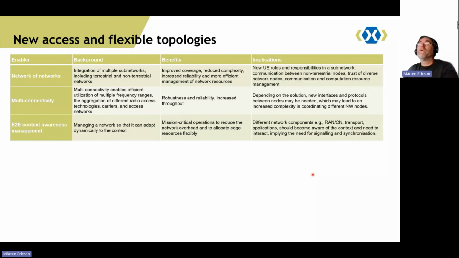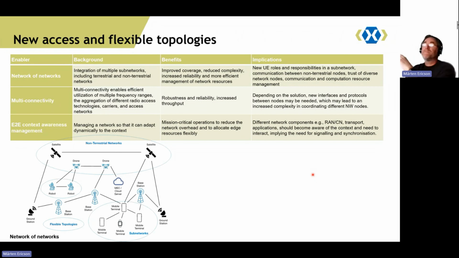New access and flexible topologies, three different enablers here. The first is network of networks. It looks like this. And here we try to take the full picture of all different types of connections. We have the satellites on top here. We have drones. We also have what we call sub-networks, which includes maybe the multi-hop, and some sort of management node taking care of different responsibilities in the sub-networks. This is then to improve the coverage and the performance. The user should not really know that they're using different sub-networks.